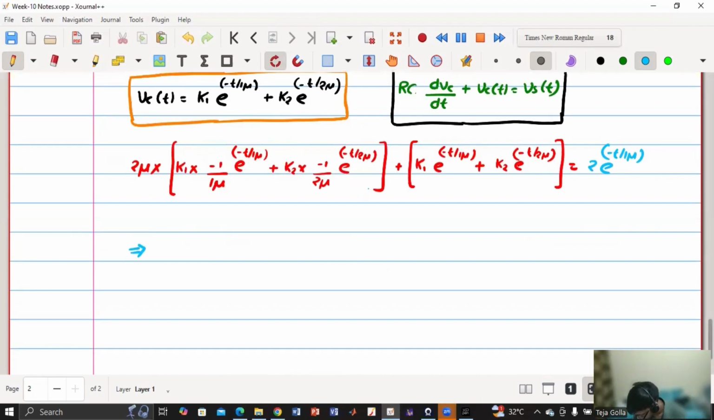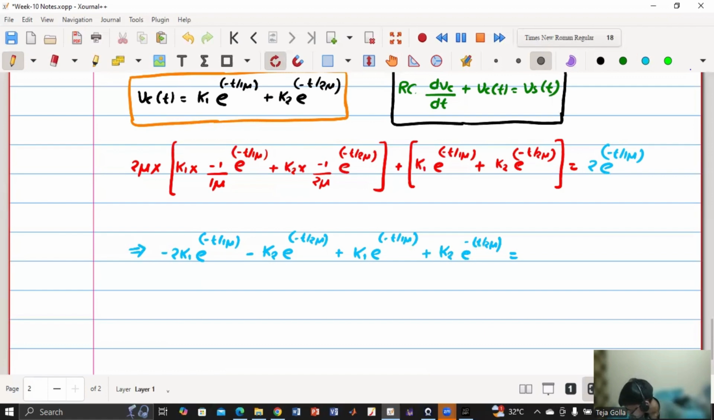So I'll get minus 2k1 into e to the power minus t by 1 micro minus k2 into e to the power minus t by 2 micro plus k1 into e to the power minus t by 1 micro plus k2 into e to the power minus t by 2 micro is equal to my input, which is 2 into e to the power minus t by 1 micro.